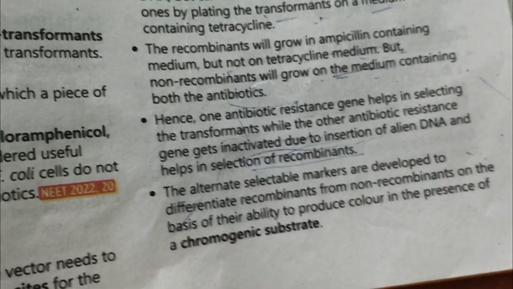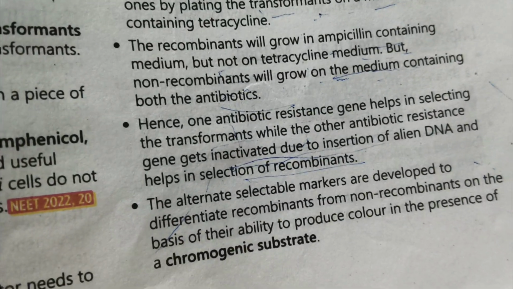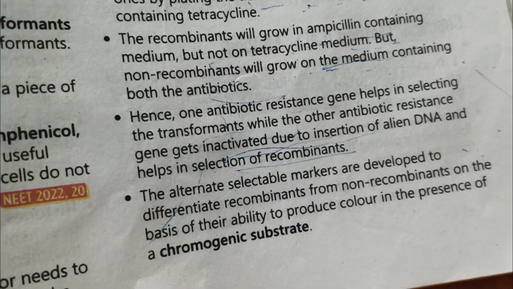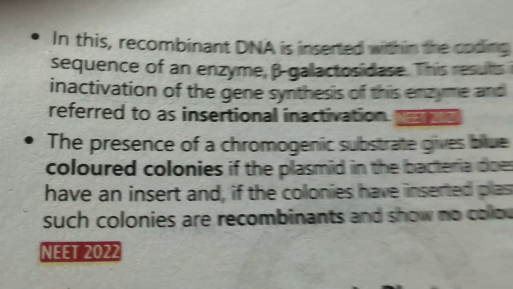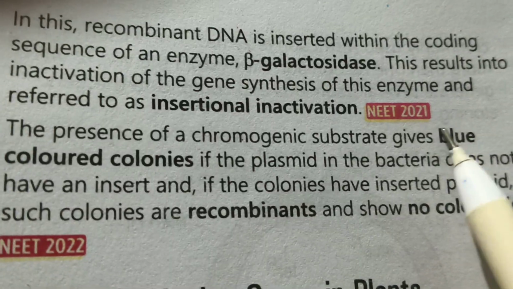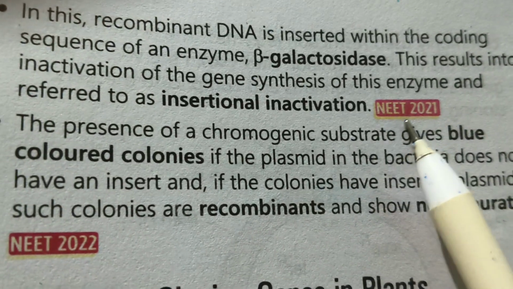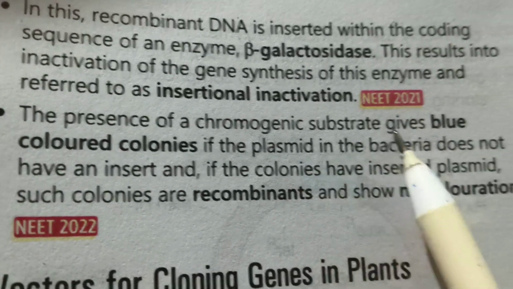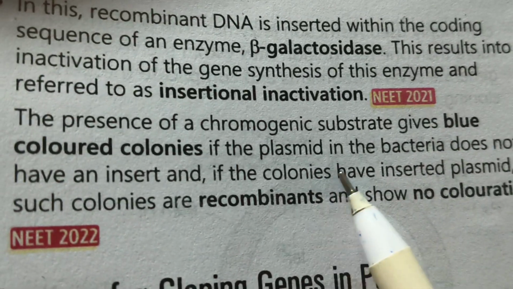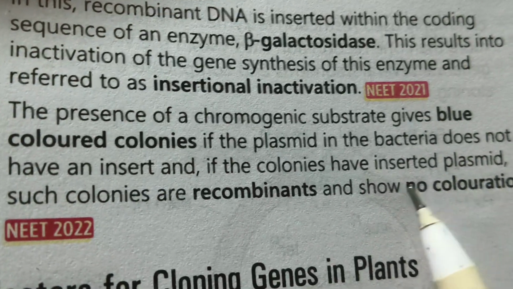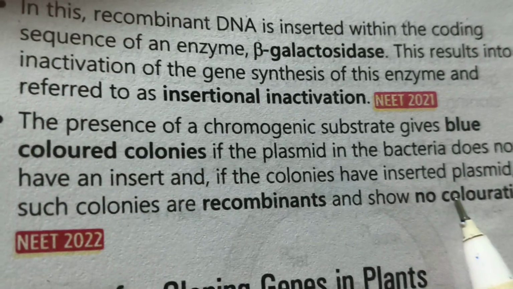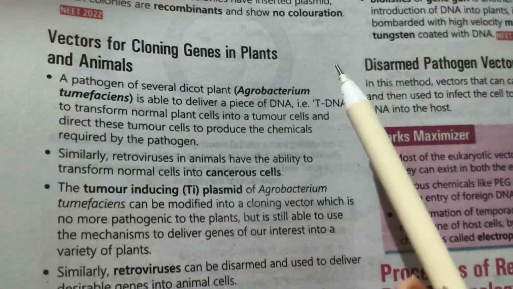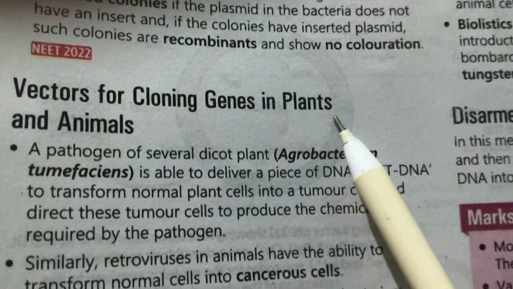Alternate selectable markers are developed to differentiate recombinants from non-recombinants on the basis of their ability to produce color in the presence of a chromogenic substrate. The DNA is inserted within the coding sequence of the enzyme beta-galactosidase. This results in inactivation of the gene for synthesis of this enzyme and is referred to as insertional inactivation. The presence of chromogenic substrate gives blue-colored colonies. If the plasmid of the bacteria does not have an insert, the colonies are blue; colonies that have inserted plasmids are recombinant and show no coloration.